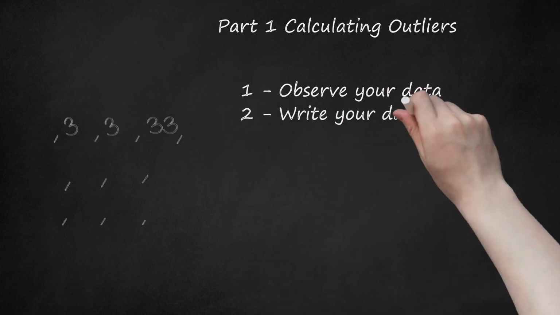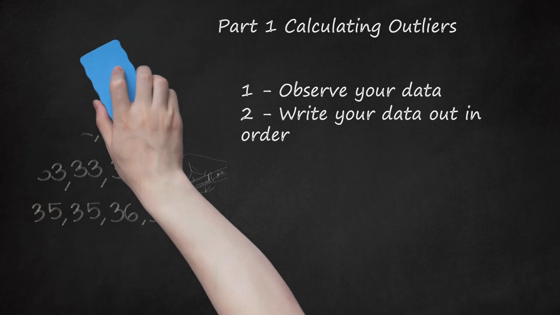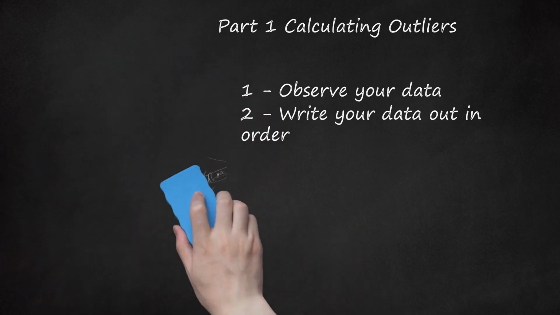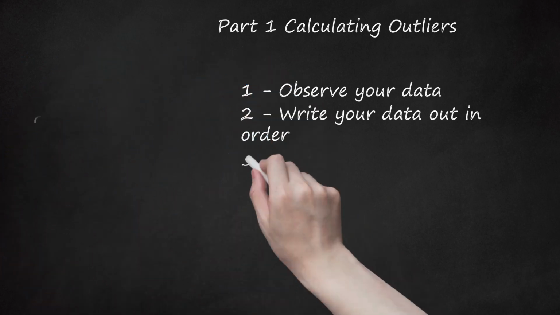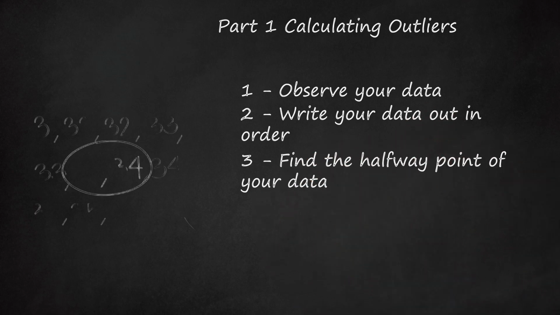2. Write your data out in order. This will help you find the median or midpoint later. In order, your sunflower heights in inches are 3, 32, 32, 33, 33, 33, 34, 34, 35, 35, 36, 36. 3. Find the halfway point of your data. For the sunflower example, the halfway point is between 33 and 34.